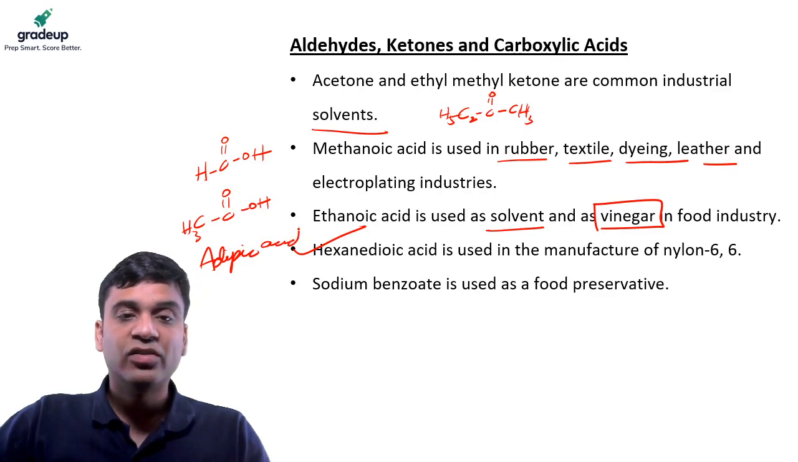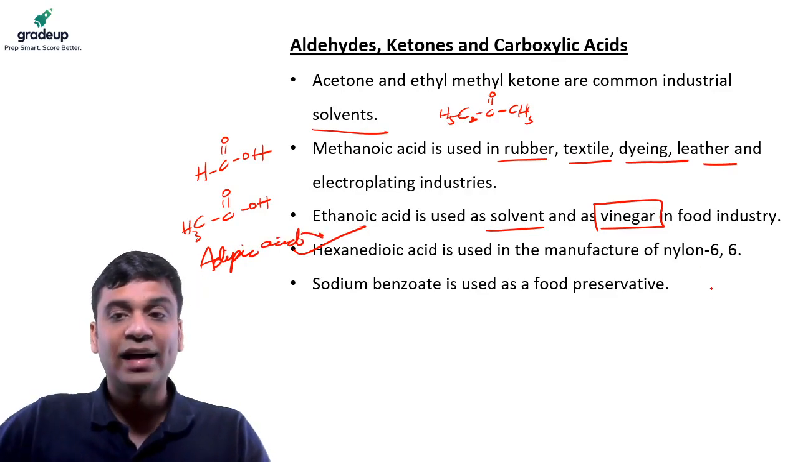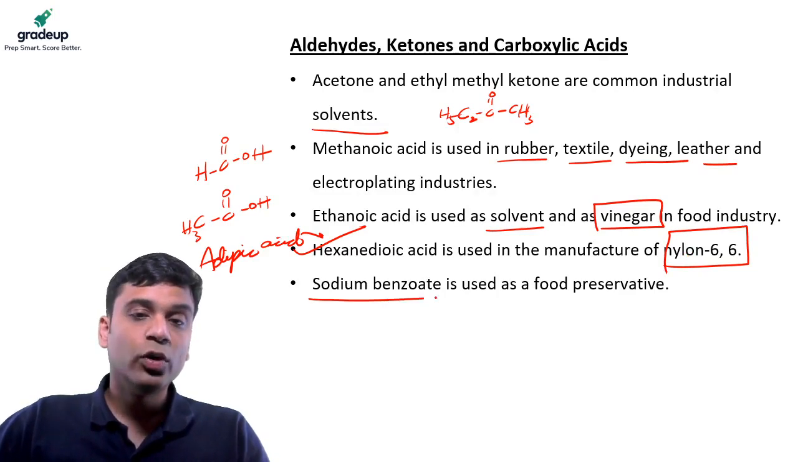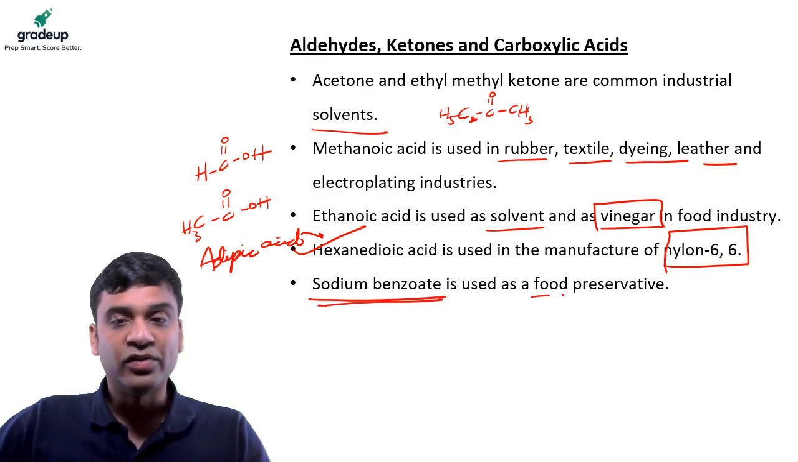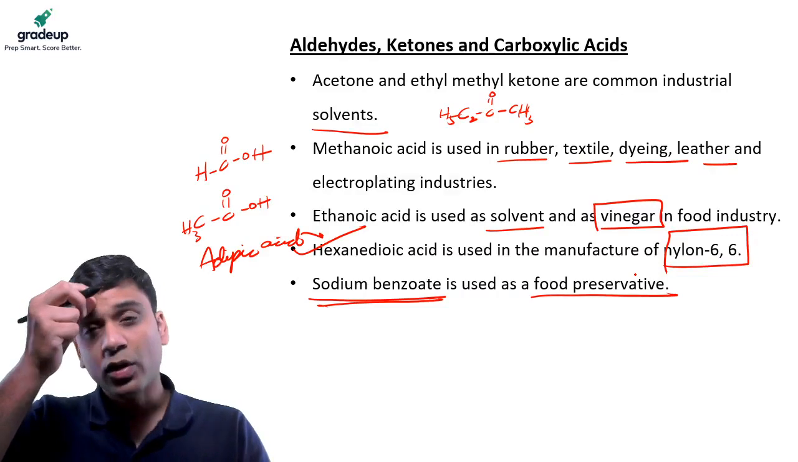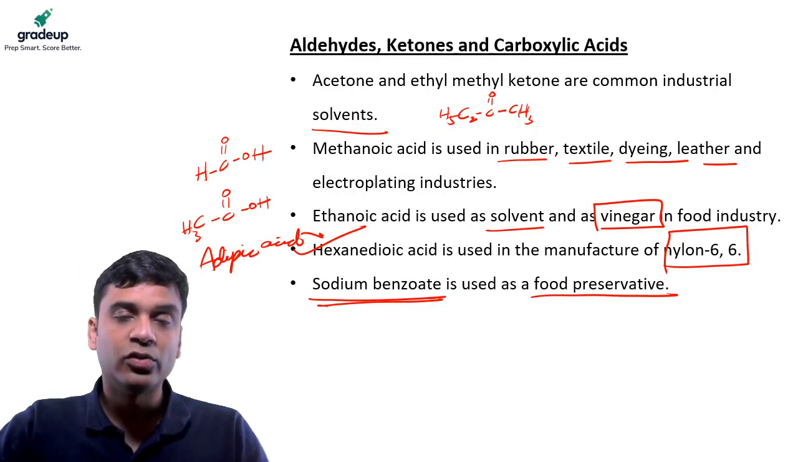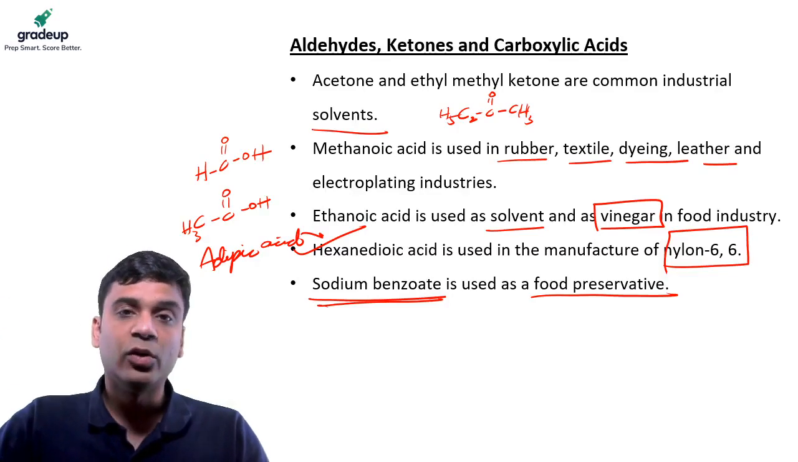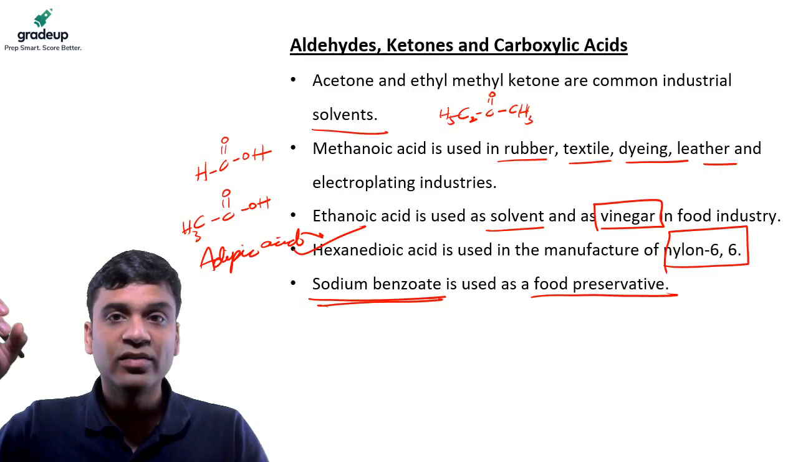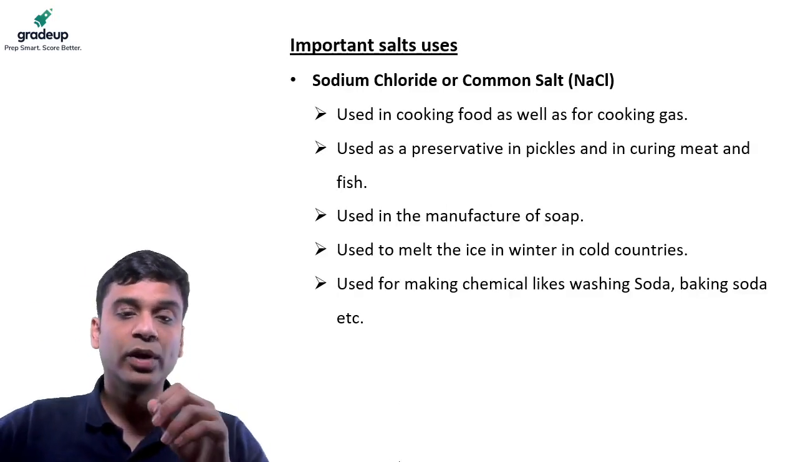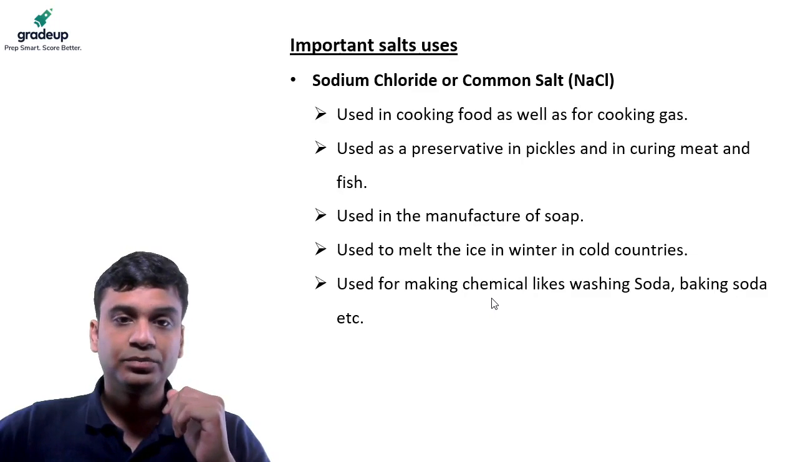Adipic acid is used in the manufacture of nylon 66 ropes, so synthetic ropes. And sodium benzoate is very important as a food preservative. So all these carboxylic acids or their sodium salts are very useful. All these applications we have in textile making, in factories, in industries, as solvents, as vinegar, and all these applications. And the last part, we should be knowing some salts.